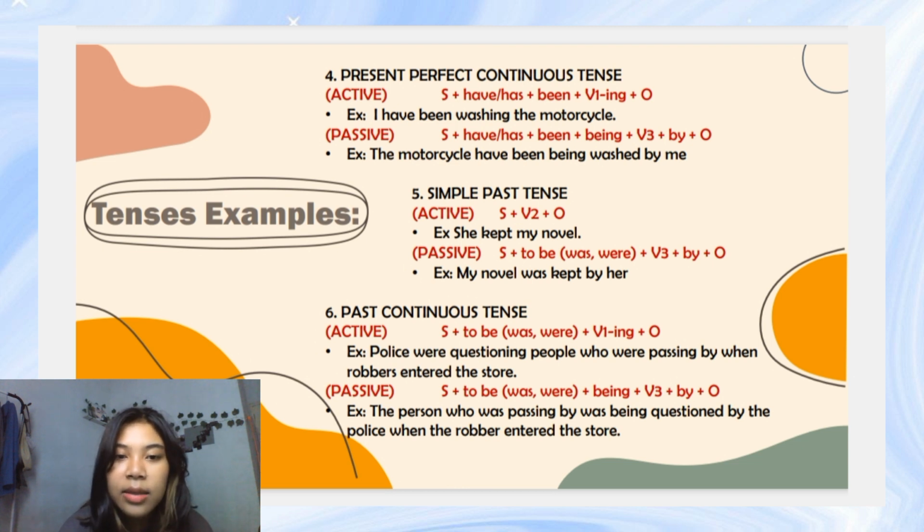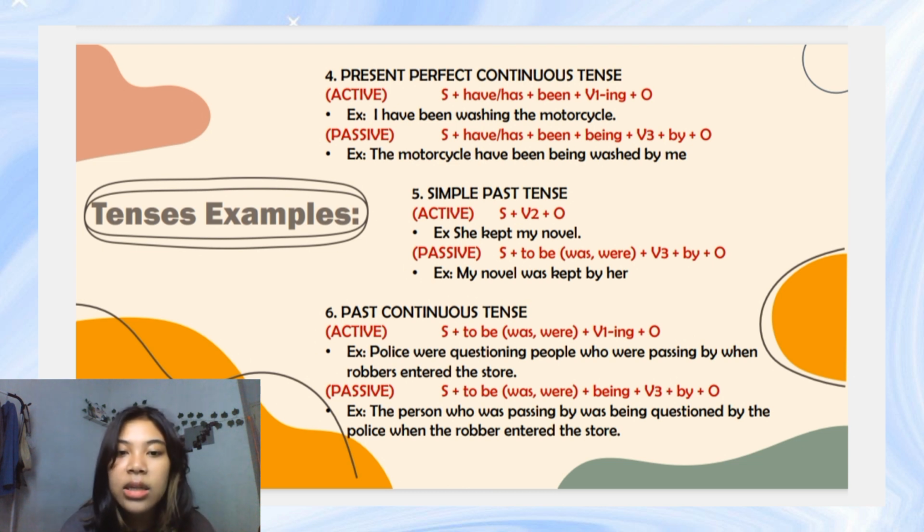5. Simple past tense. For active: subject plus verb 2 plus object. For example, she kept my novel. For passive: subject plus to be, was, were, plus verb 3 plus by plus object. For example, my novel was kept by her.